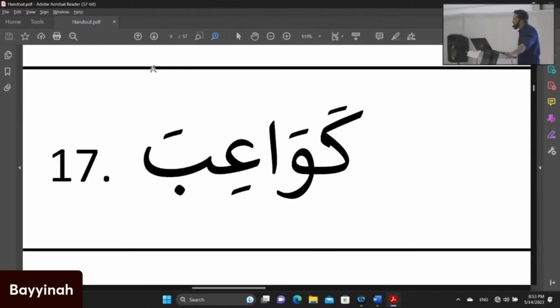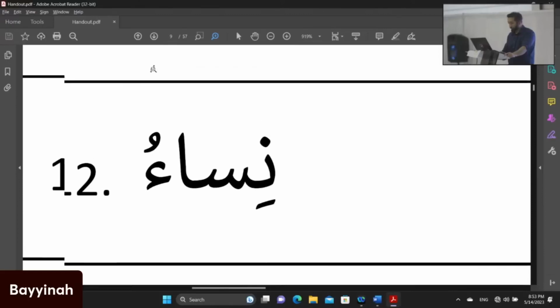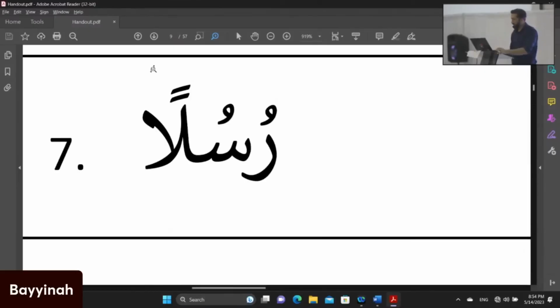Kawa'iba. Good. What would be the heavy version? Kawa'iban. Nisa'u. Light. Heavy version. Cool. Nisa'un. Rusulan. Heavy. Good. Light version. Rusula. Because once you take the an off, what goes away with it? Remember Musliman? When I made it Muslima, what did I take away? Alif is gone. It's just Rusula. Okay? Good.